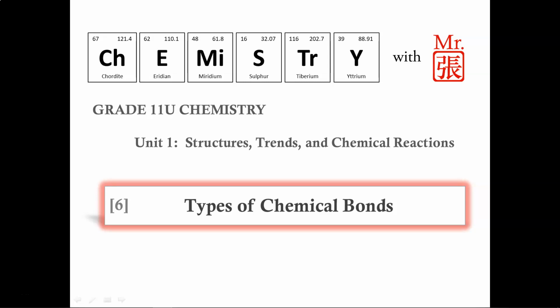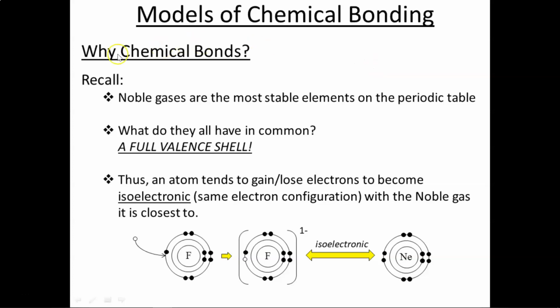In this video tutorial, we will talk about the different types of chemical bonds. So, why chemical bonds? If you recall, noble gases are the most stable elements on the periodic table. What do they all have in common? A full valence shell. As such, an atom tends to gain or lose electrons to become isoelectronic with the noble gas it is closest to. So isoelectronic means the same electron configuration, so the same electron pattern as the noble gas it is closest to.